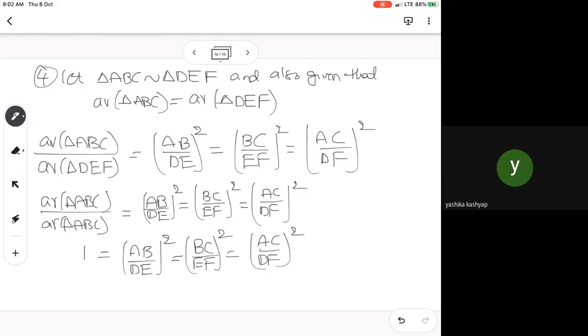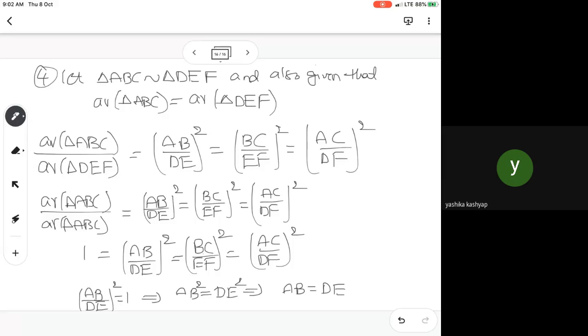Okay. Now what do you get here from this? (AB/DE)² = 1. So that is nothing but AB² = DE², you will get. From this, AB = DE.